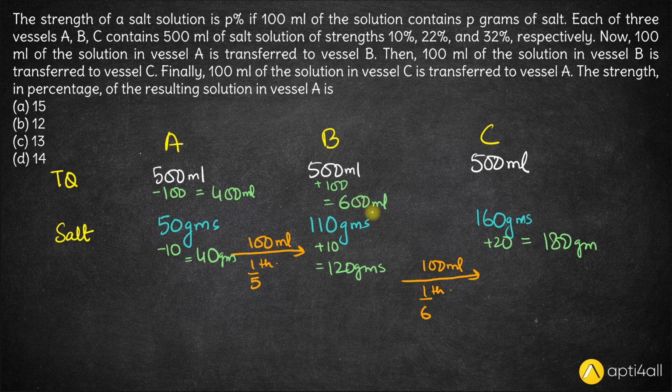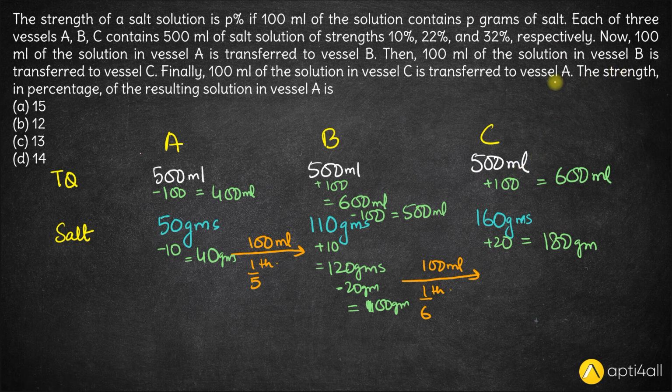And 1/6 of 600 is 100 ml. So minus 100 gives us 500 ml here. And 20 grams is transferred, so we'll have 100 grams remaining here. And 100 ml is transferred here, so this will become a 600 ml solution. So now after this transfer, solution B will have 500 ml total quantity, out of which 100 grams will be salt, right? And solution C will have a total of 600 ml, out of which 160 grams will be salt.